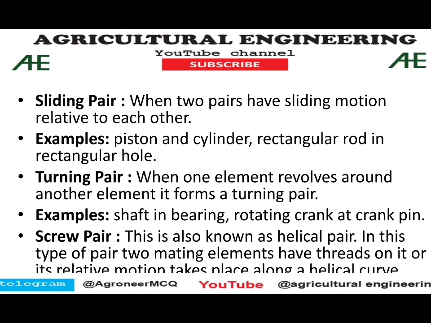Sliding pair: when two pairs have sliding motion relative to each other, example piston and cylinder, rectangular rod in rectangular hole. Turning pair: when one element revolves around another element, it forms a turning pair. Example, shaft in bearing, rotating crank at crank pin. Screw pair, also known as helical pair: in this type of pair, two mating elements have threads on them, or their relative motion takes place along a helical curve.